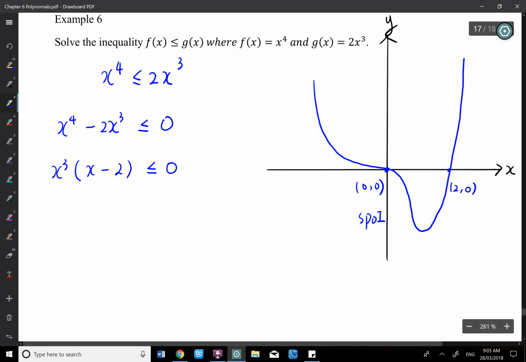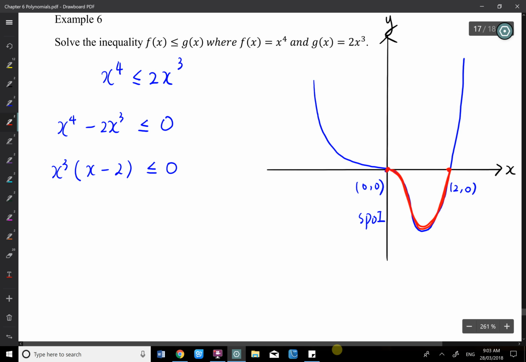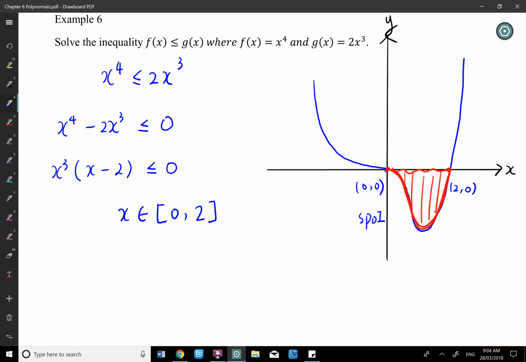I want less than or equal to 0. So this part to this part, less than or equal to 0. It's that bit. So, the x is here. So x belongs to 0 to 2 inclusive. Zero to 2 inclusive.